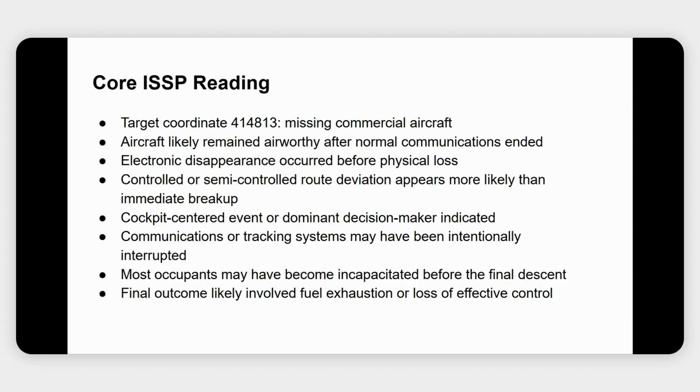Controlled or semi-controlled route deviation appears more likely than immediate breakup. So there wasn't a problem in flight. It was flying fine. It was more of a loss in communications. The cockpit-centered event happened. There was a dominant decision maker. We can assume that was likely the pilot making that decision. Communications or tracking systems may have been intentionally interrupted. I'm not sure what that means by intentional, but that's what the reading came back as.